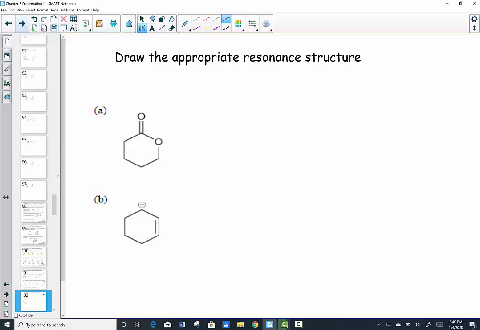So shall we practice? Draw the appropriate resonance structure. So let's put on the number of dots we know are there. A pi bond can become a set of electrons. And when we're doing so, we have, whoops, this oxygen's in here. A set of electrons forming up here.